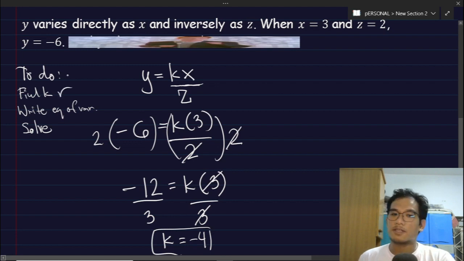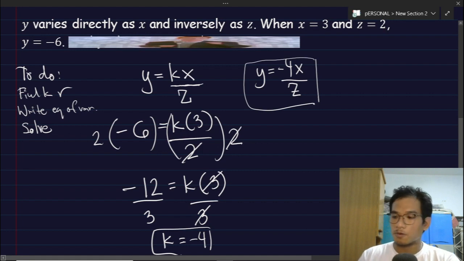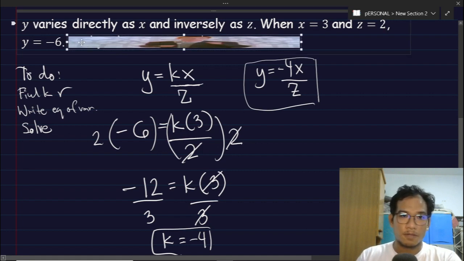Okay, so we already know the value of the constant of variation. Let's write the equation of variation. We already know that y is equal to kx over z. So the only thing that we're going to do is to change k to -4. And then we have the equation of variation, and this is the equation that we're going to use to solve for the main problem.